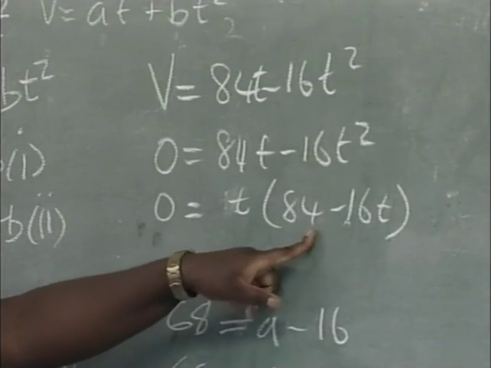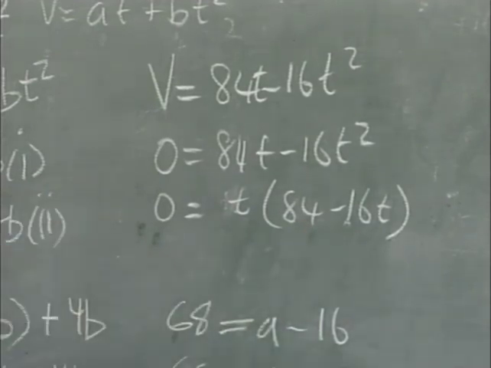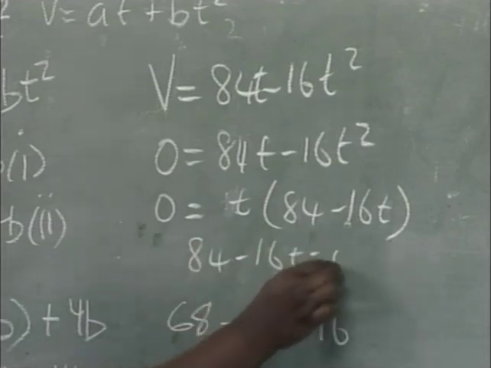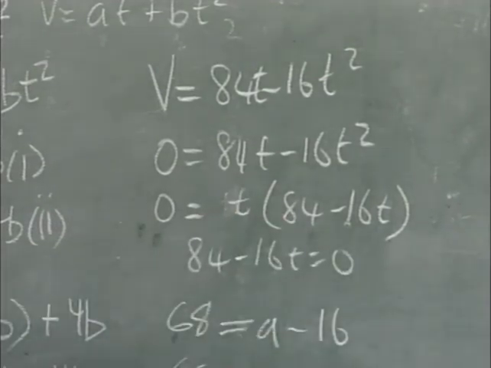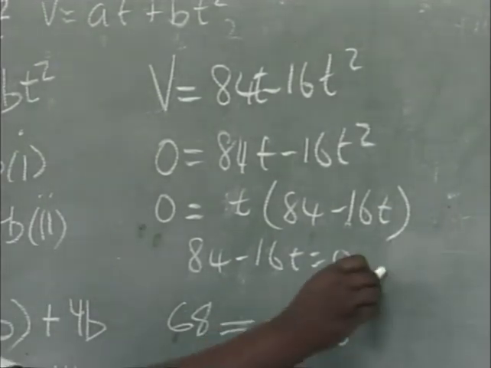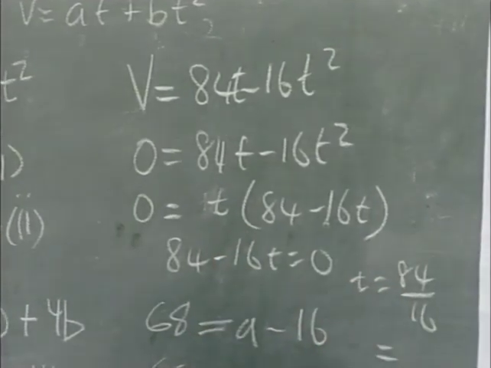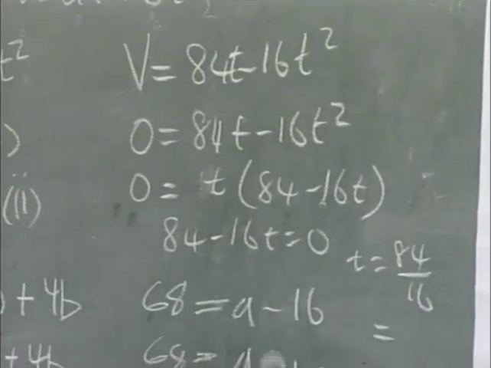The other answer will be 84 minus 16T equals 0. And then you just bring 84 to the other side and then solve for T. That's where you find T equals 84 over 16, which is, I think, 5.25.